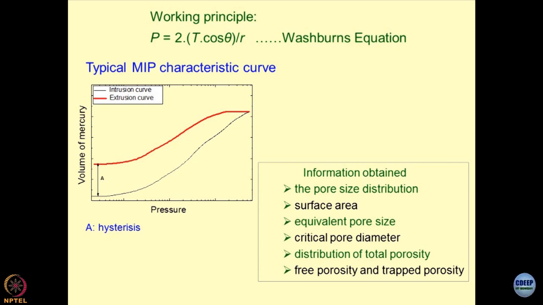Conducting these experiments in the laboratory itself is a violation of environmental law, by the way. You have to take permission from the agencies that you are conducting these types of experiments, and the big question is, what are you going to do with the samples which have been tested? So, I have given you the full answer. Now, once this hysteresis graph or the MIP characteristic curve is ready, our job is done. I can get all these parameters from here: the pore size distribution, surface area, equivalent pore size, critical pore diameter, distribution of the total porosity, free porosity and the trapped porosity.